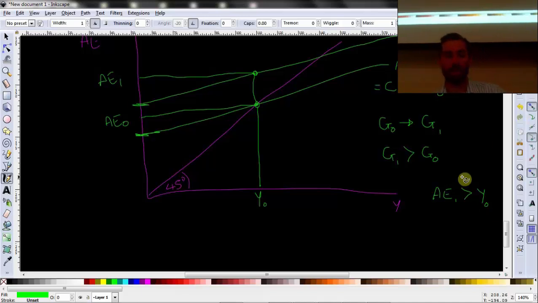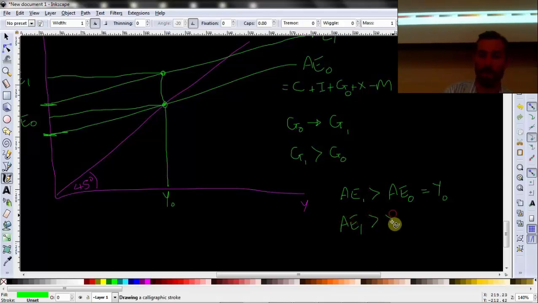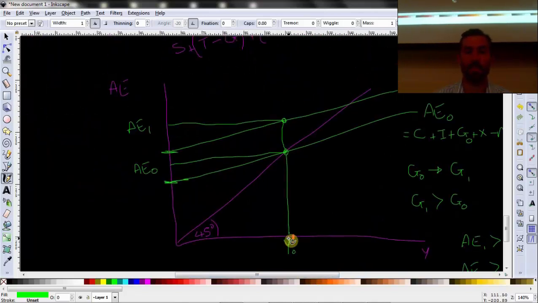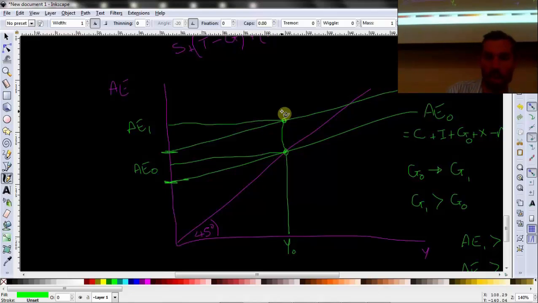If you want, I can add one more step to this. Are you happy that AE1 is greater than AE0? And AE0 is equal to Y0. Therefore, AE1 is greater than Y0. Okay? Now consider this point, and let's call it point A. Point A. Okay?